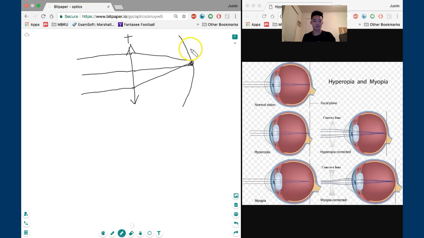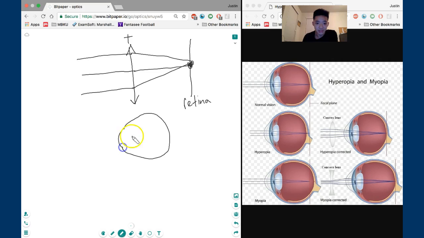I'll draw it straight just to say this is the retina, right? So you want the image to fall on the retina so that the retinal cells can process the image properly and send it to your brain, and then you'll see a clear image. So if you're born with 20/20 and you don't need glasses, this is pretty much you. But for a lot of us, like me, we are myopes, which is this bottom picture here.